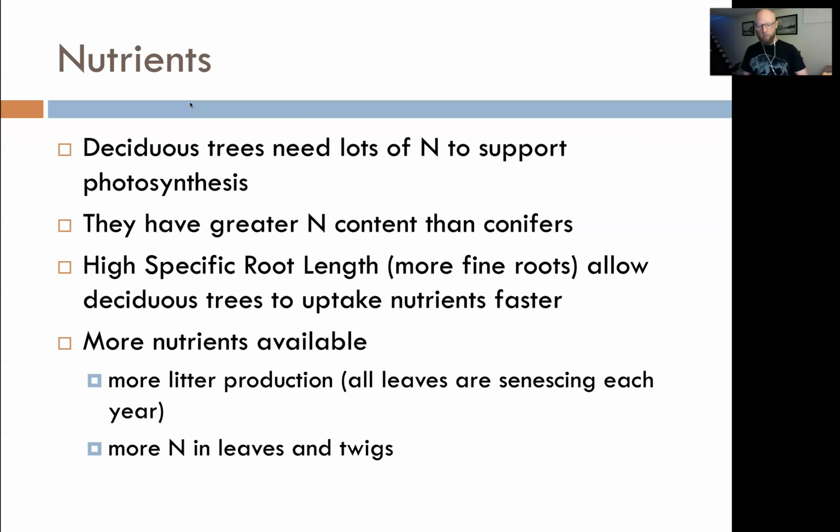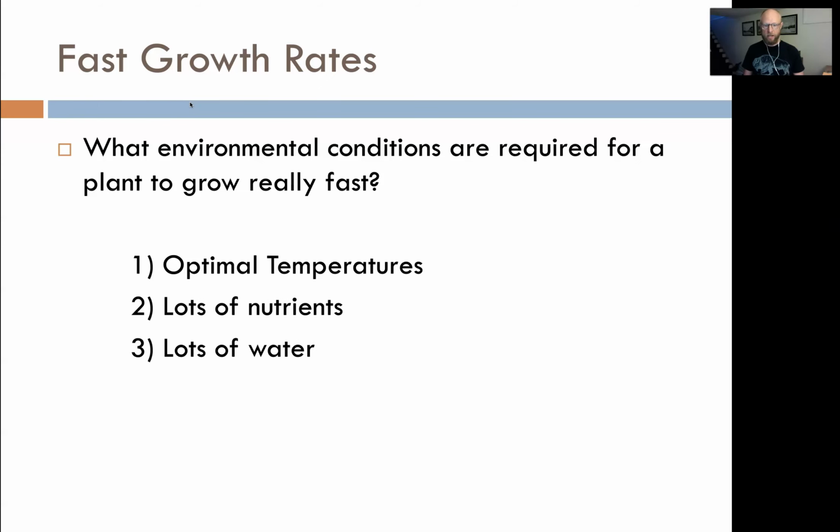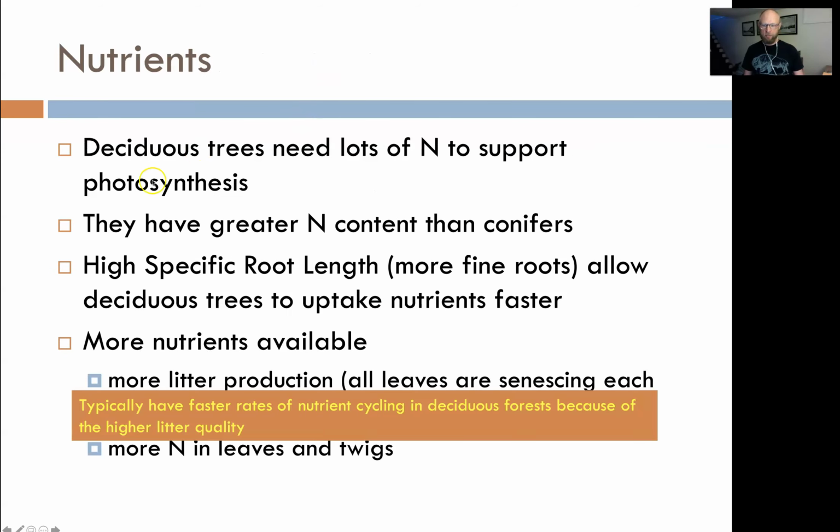But where the deciduous angiosperms grow, there's lots of nutrients. They take them up every year. They drop them every fall in their leaves, and their leaves decompose in the fall and over the course of the winter, re-releasing those nutrients. So decomposition rates are relatively quick. And so you've got this fast turnover of nutrients, so these plants can take them up every year. Okay. Typically have faster rates of nutrient cycling in deciduous forests because of that high litter quality.